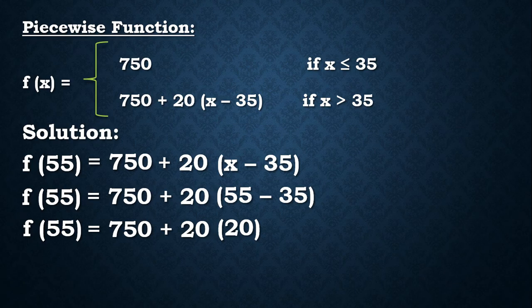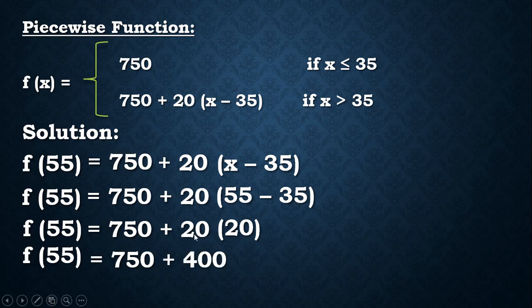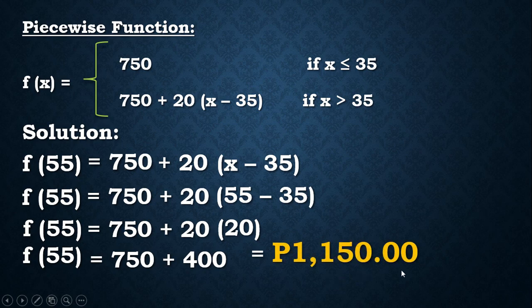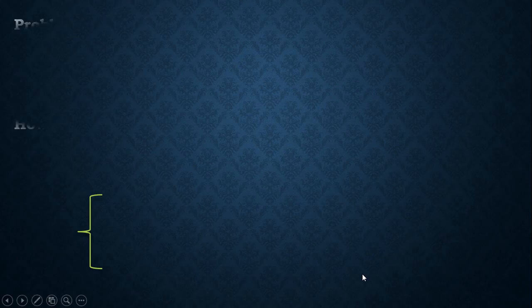Next step, f of 55 is equal to 750, and then we multiply this 20 pesos and then the exceeding cubic meter for their monthly consumption, which is 20 cubic meter. They exceeded. So we have 400. 750 pesos plus 400 pesos, we come up with 1,150 pesos. This is their monthly bill, the monthly bill of Chan family. 1,150 pesos.